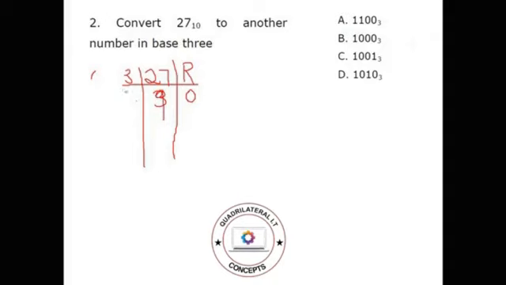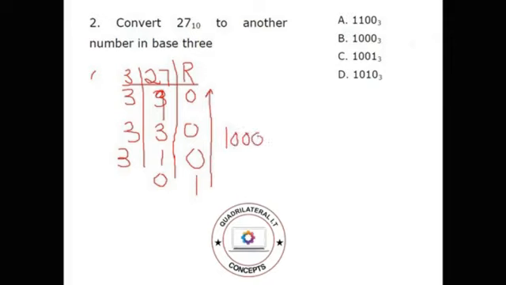Then 3 again. 3 in 9 is 3, also remainder of 0. Then by the time we use 3 again, we have 3 in 3 and that is 1, remainder of 0 also. Now for the last time we go again with 3. 3 in 1 is 0, but remainder of 1. And don't forget how we do it: you read upward. So if you look at this, our answer will be 1 0 0 0 in base 3. So which means the option here is option B.